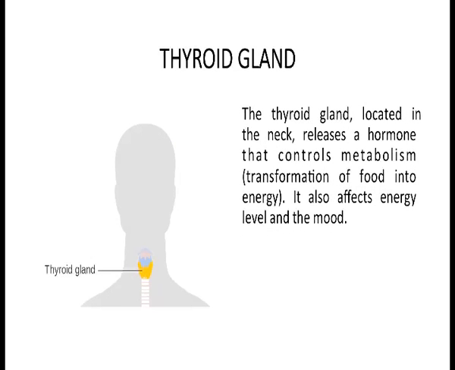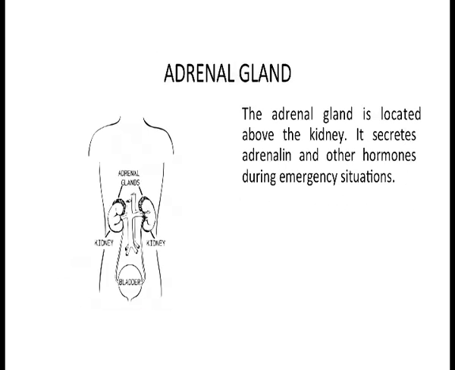The next is the thyroid gland. Thyroid gland is located in the neck and it releases a hormone that controls metabolism. It also affects energy level and the mood. The adrenal gland is located above the kidney. It secretes adrenal and other hormones during emergency situation.